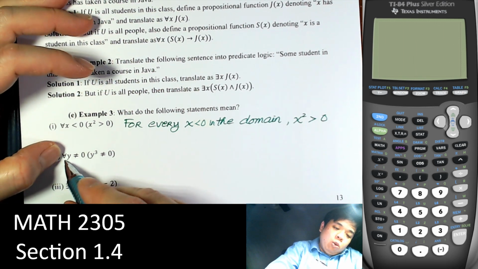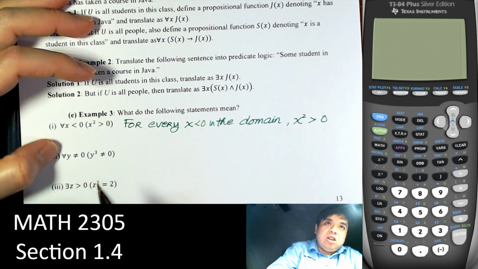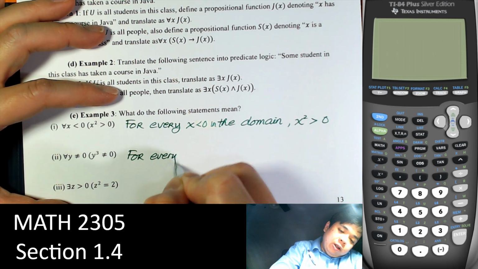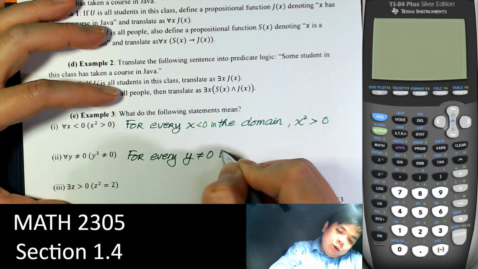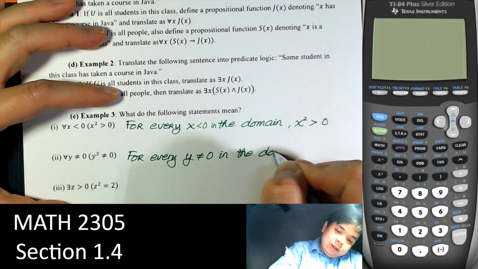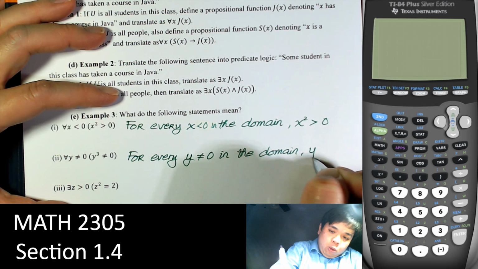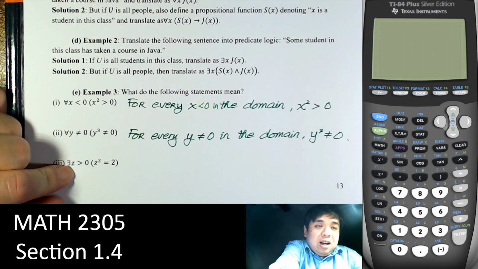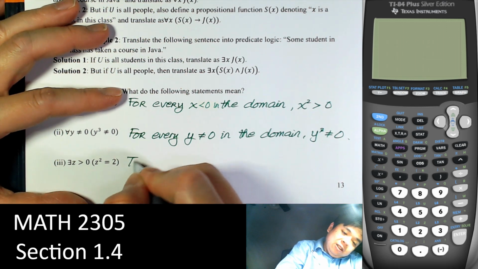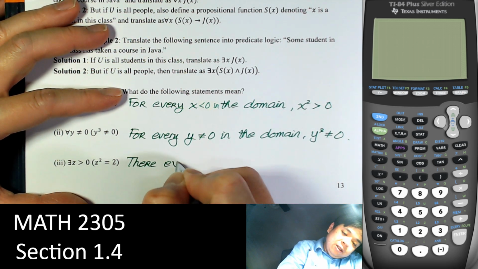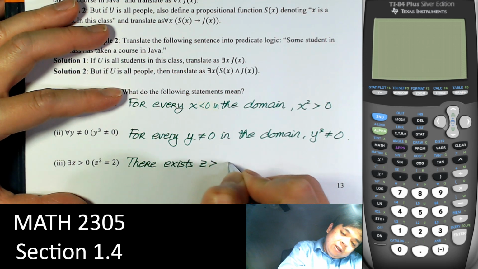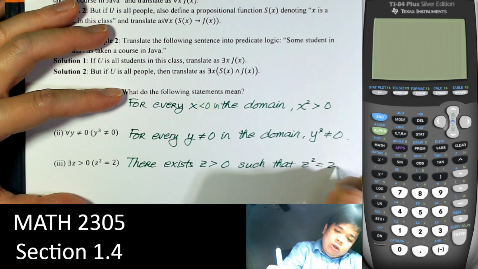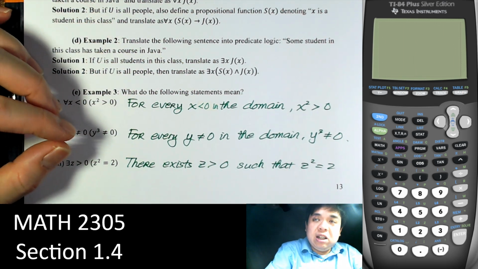And then we say for every y not equal to 0, y cubed is not equal to 0. For every y not equal to 0 in the domain, y cubed not equal to 0. And then there exists an element z such that z squared equals 2. The comma here can be replaced by "such that".